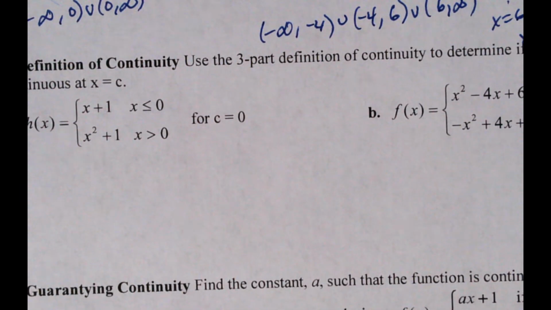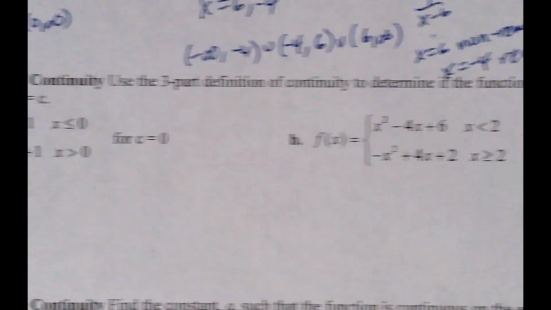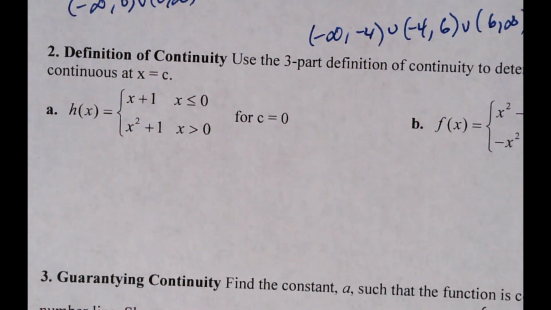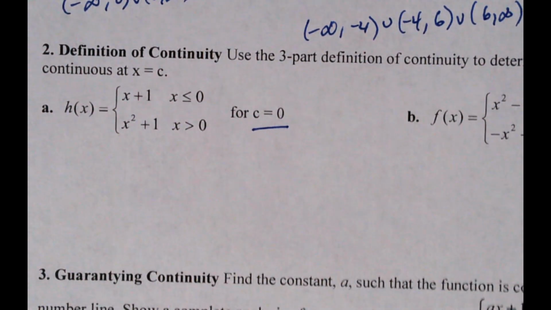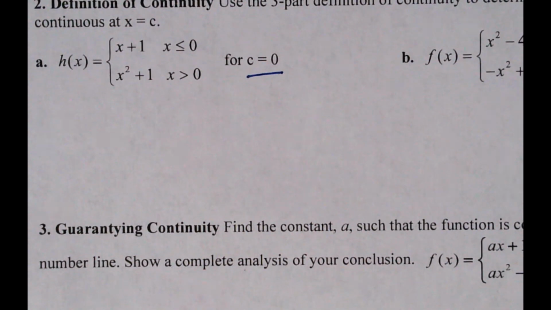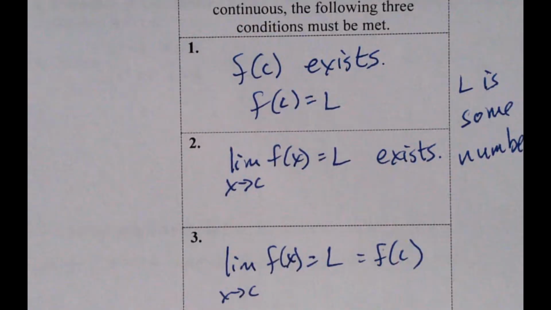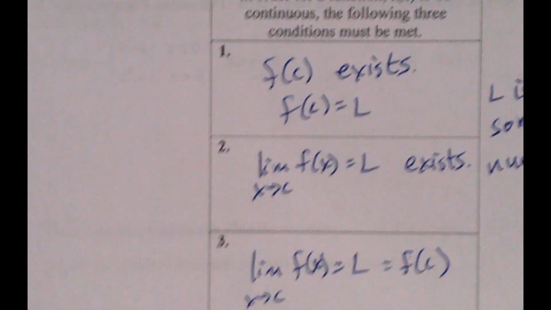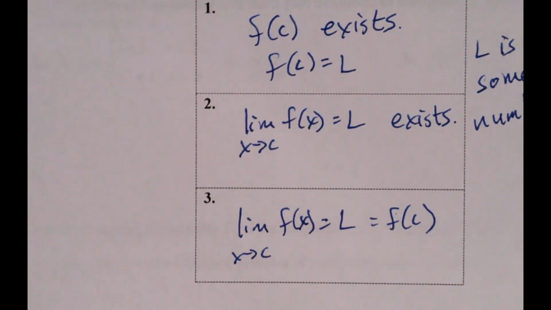Definition of continuity. We're going to use the three-part definition of continuity to determine if the function is continuous or not. Continuous at x equals c. Here c is 0 in this example. Remember the three parts, here from page 53. Does the limit exist? Does the function exist? Does the limit equal the function?